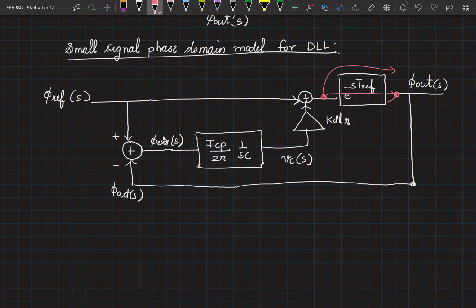How can we take it? So there is a very small delay in this loop. I am interested in seeing how the phi out of t is varying globally, on average, over a long time, and the settling time. So the e to the power minus s TRF delay is very, very small compared to the settling time. So we can ignore it, right?